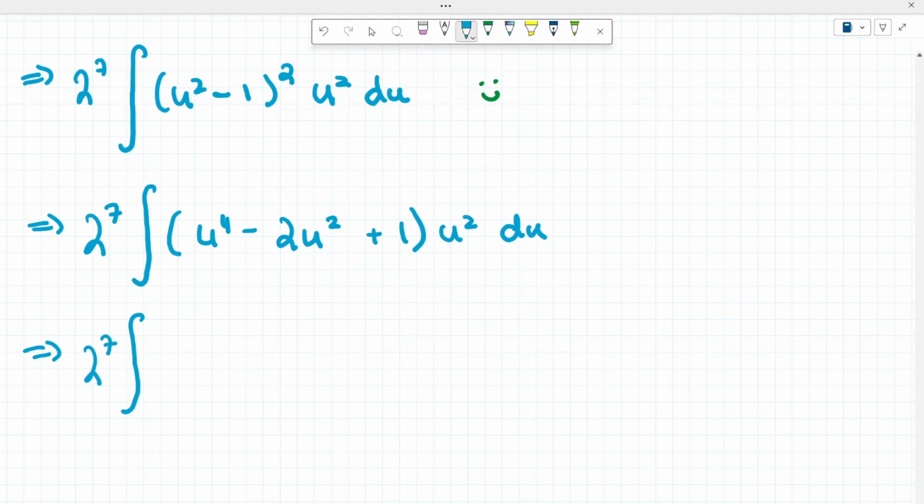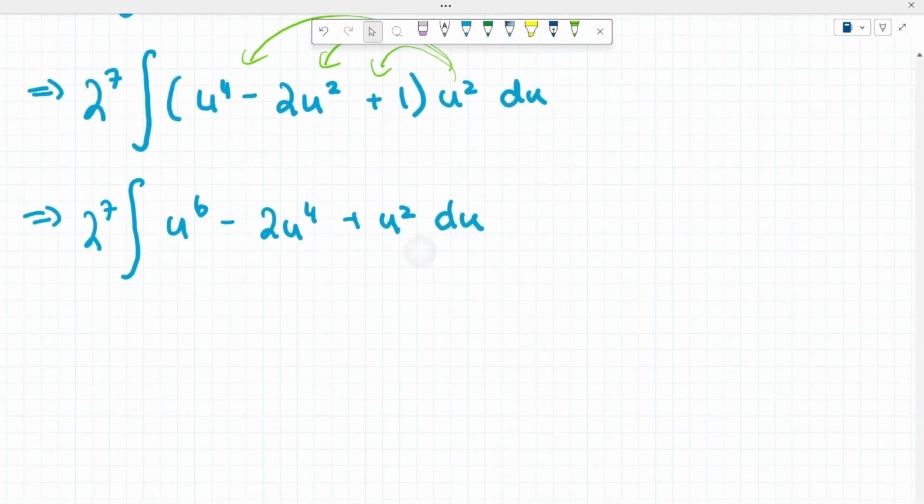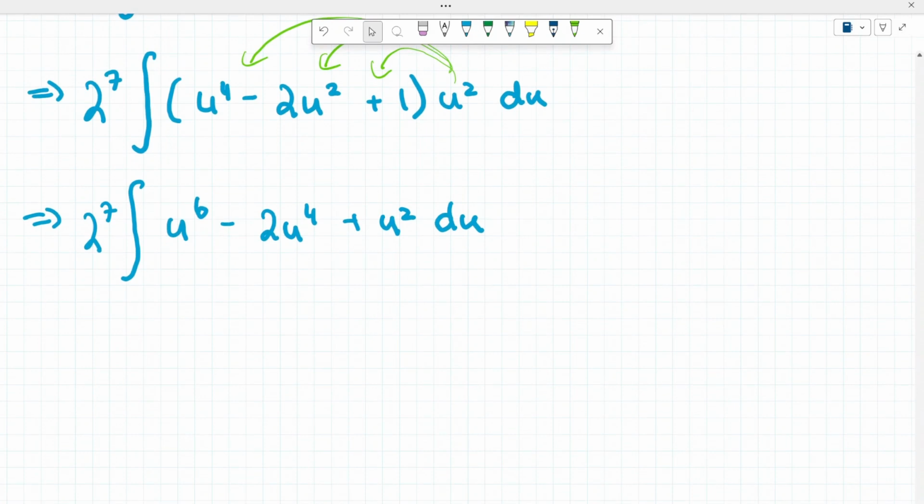So what we're going to do now is take this u squared and distribute it into our integral over there. After we do that, we get u to the power of 6, where we can just add the exponents, minus 2u to the 4 plus 1u squared all du. Okay, and this is really easy to integrate.